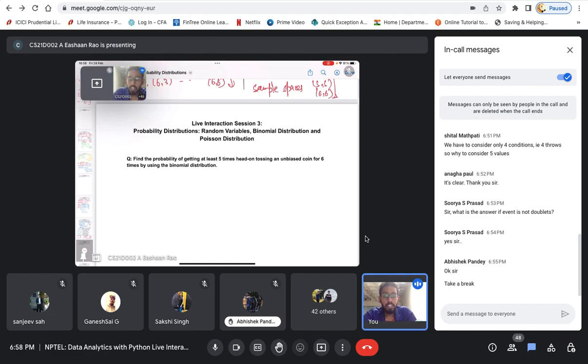scenarios, how many times I can place the head and in what sequence I may get the head, because sequence also matters here. The number of times I can get the head at any position, I have to calculate that. For that I need to use combination, the principle of combinatorics. So the permutation and combination there. That's why we are using binomial distribution.